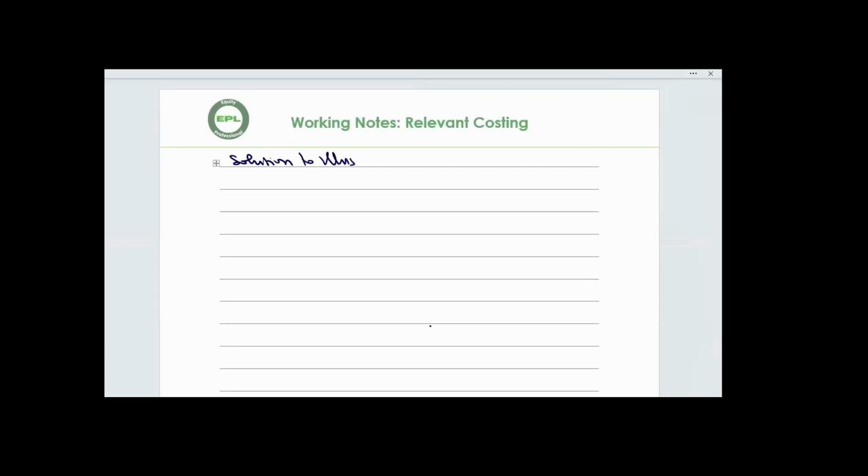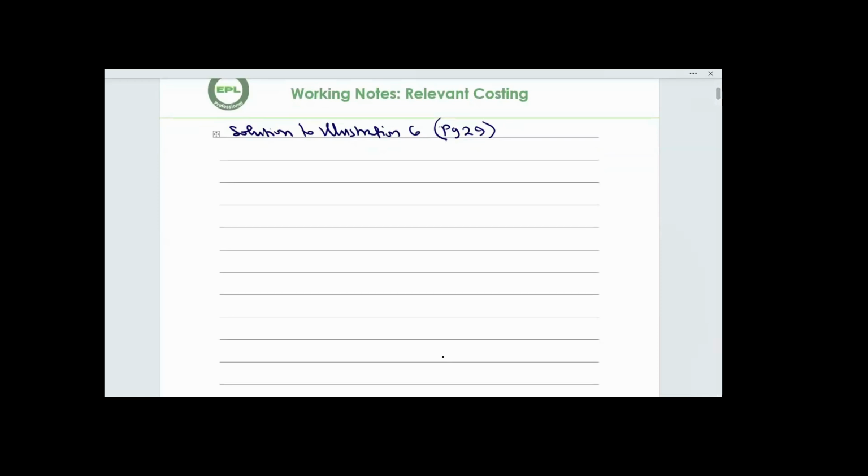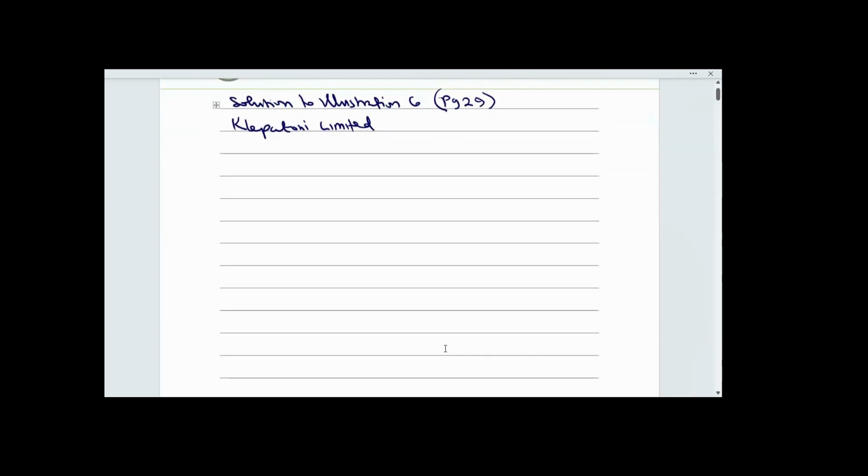to illustration number 6, I think. Let me confirm. Yes, illustration number 6. That's page 29. All right. So the name of this company is Clepatoni Limited. So examiner is asking us to prepare the minimum price to quote for the contracts.